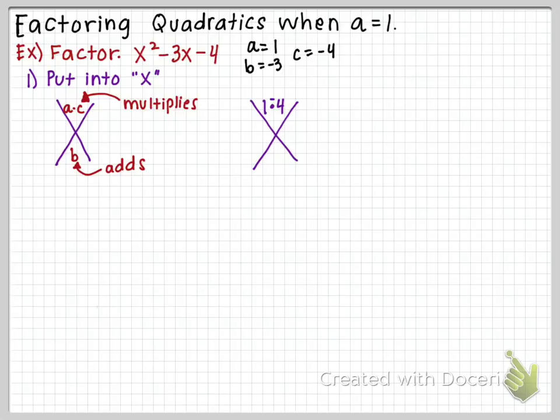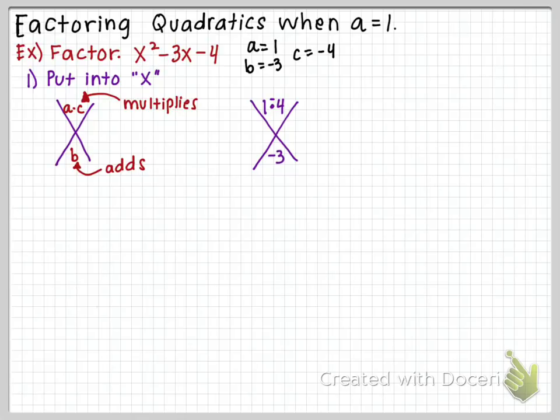So now we can plug that in. So look back over here. See how it has a times c? We have a is 1 and c is negative 4. So we're going to multiply 1 times negative 4. That multiplies to that. It has to add to our b term here. And our b term here is negative 3. So we're going to put a negative 3 in on the bottom.